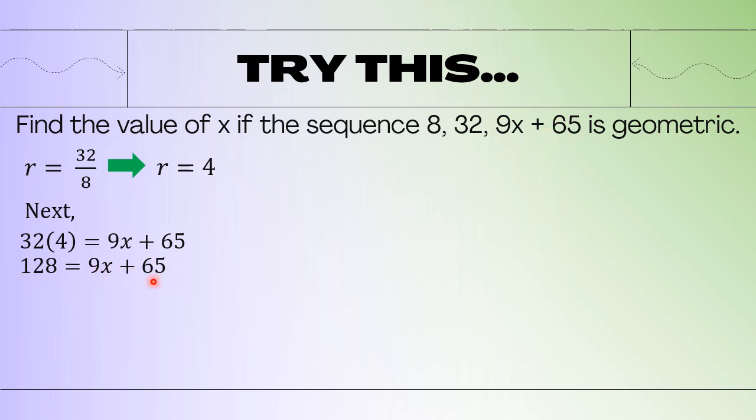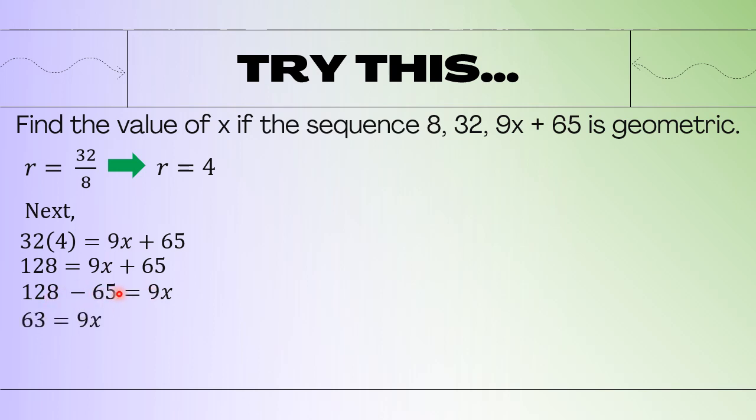So let's make use of this detail. Let's combine like terms. 128 minus 65 equals 9x. Here I use the shortcut, the transposition. Positive 65 transferred to the left side of the equation becomes negative 65. And so, simplify.